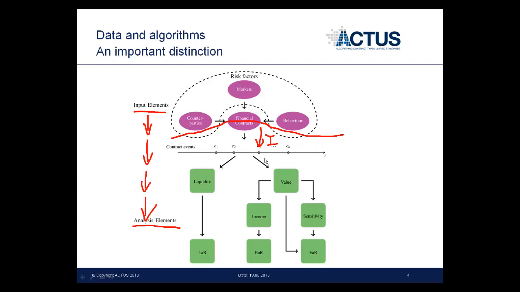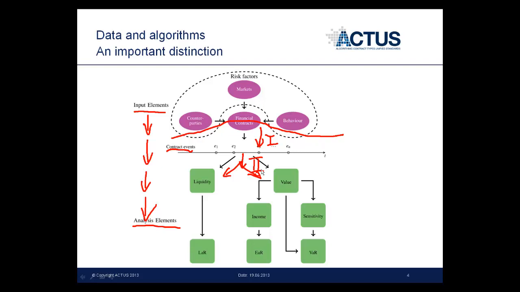So that's from here then, once we have this line, the contract events, which drive the cash flows. From here we have then a second step. Actually it goes in this direction and in this direction. Let's put that as second step, where we calculate the analysis elements, which then form the basis of all known financial reports and analysis.